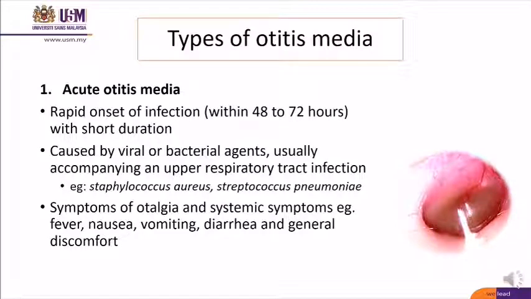The usual initial symptom is otalgia, which is ear pain. In children, especially infants, they will be cranky, crying excessively, causing them difficulty to sleep at night. Some may also display behaviors like tugging of the ear, which shows their discomfort due to the ear pain. Other systemic symptoms may also be present.